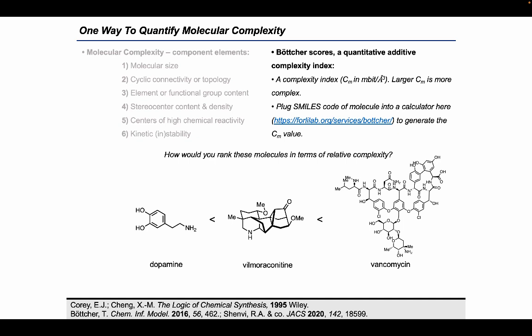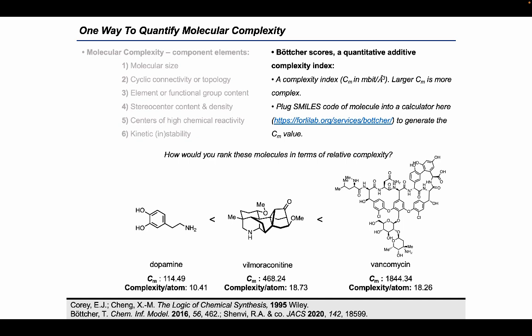The Shenvi and Wiley labs at Scripps have made a free calculator where you can plug the SMILES code of any given molecule in and obtain a Cm value. A SMILES code can be generated in ChemDraw by selecting a structure and then going to the Edit and Copy As options in the menu.